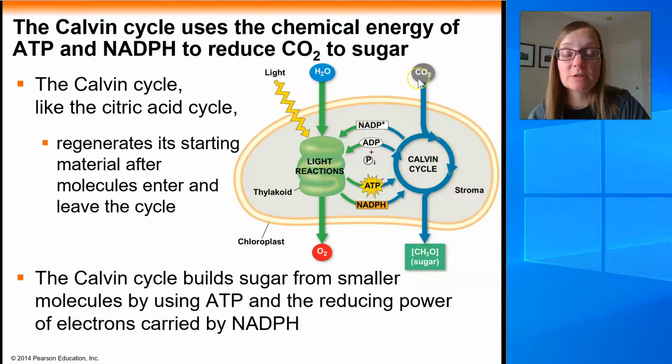So what we're going to do next is take a look at the Calvin cycle. We're going to see how the Calvin cycle takes simple molecules of carbon dioxide, and with the energy from ATP and the reducing power of NADPH, it builds sugar molecules. All of this is going to take place using enzymes that are found in the stroma of the chloroplast.